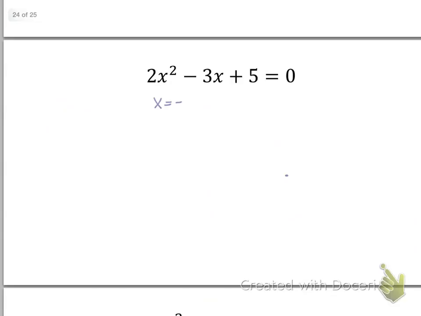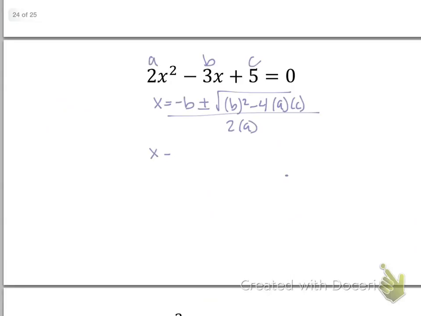So we got x equals negative b plus or minus the square root of b squared minus 4 times a times c all over 2a. So a is 2, b is negative 3, and c is 5. So x equals negative b. Well, if it's already negative, I plug it in, it's going to be positive. B squared minus 4 times that a times that c all over 2 times that a.